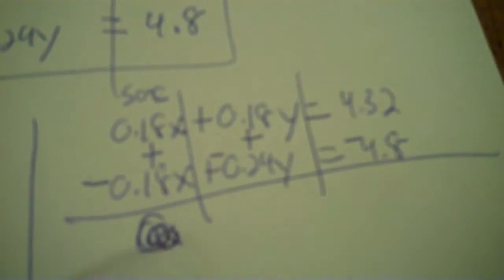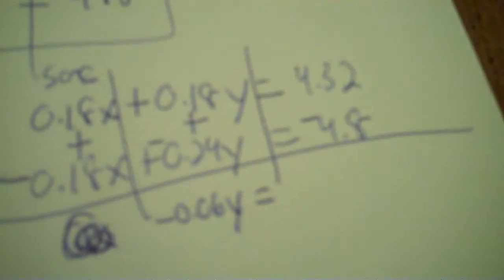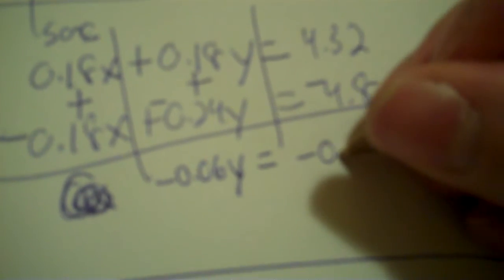Okay, there you have the same thing, but you have to make that negative. Add those, it takes you to 0. Since you made this negative, you have to make these two negative. And you take 0.18 plus negative 0.24, that's negative 0.06y. Then 4.32 plus negative 4.8, negative 0.48. And you divide.